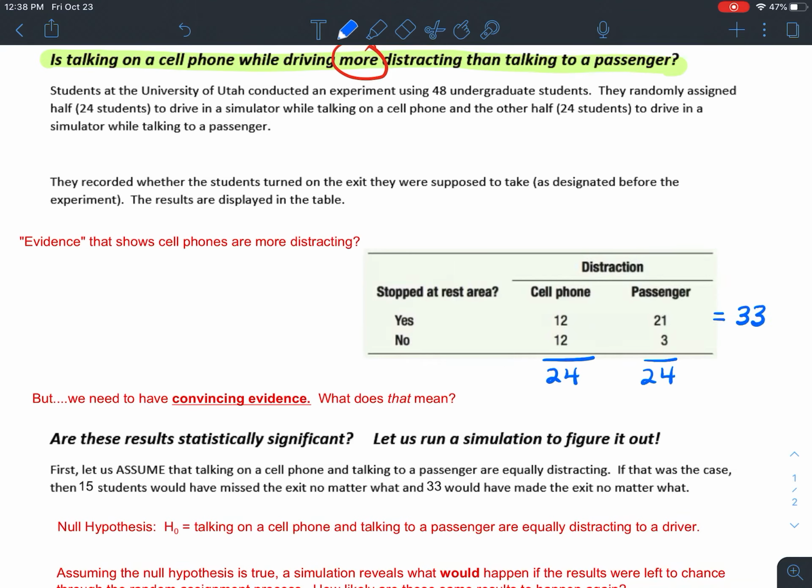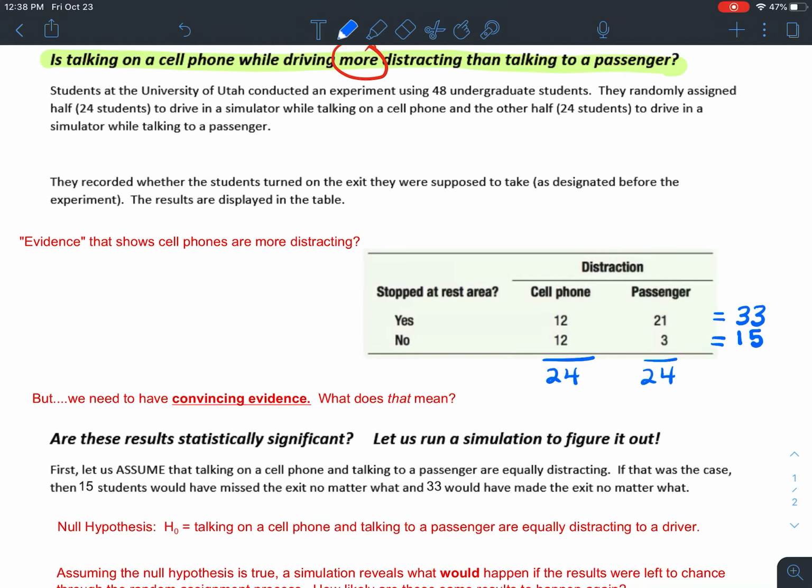Okay, now you can see that there were a total of 33 out of these 48 students who did not get distracted and they stopped at the correct exit. The no row means they did not stop at the exit correctly. We had a total of 15 students who did not stop correctly at that proper designated exit.